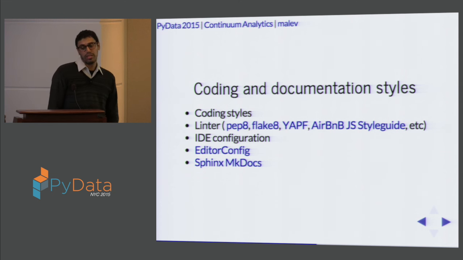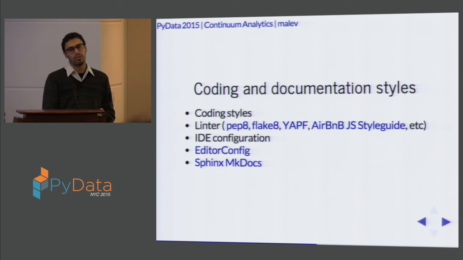For coding and documentation styles, there are a lot of guides outside. There's one called PEP8, which is the one included in Python. There's a tool called Flake8 that helps us evaluate whether our code complies with that guide or not. There's also one from Google, called YAPF, Yet Another Python Formatter. And we also have these kinds of guides for other languages, like JavaScript or Ruby, or whatever programming language we're going to use.